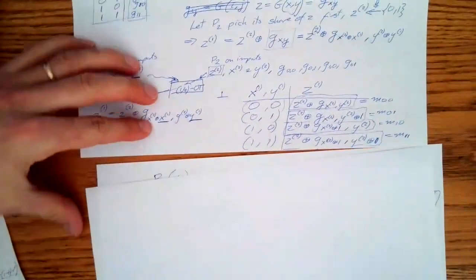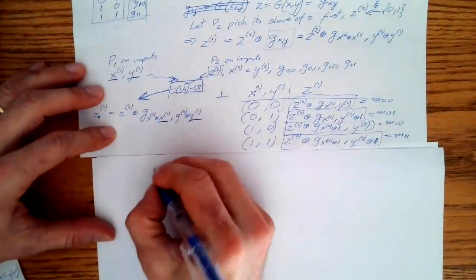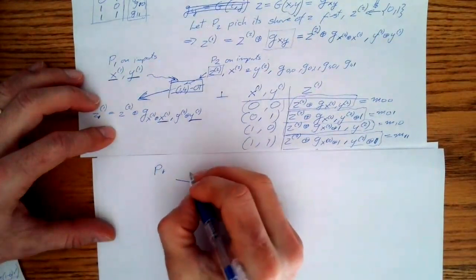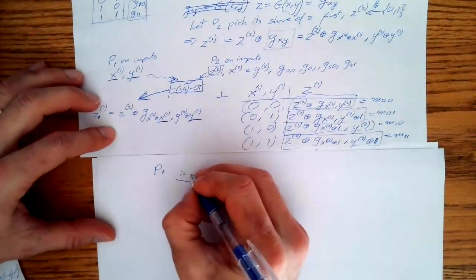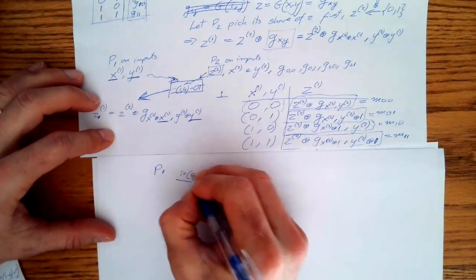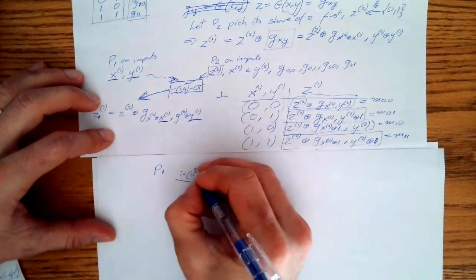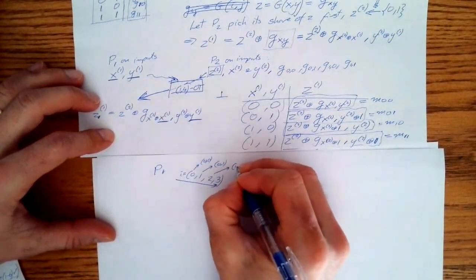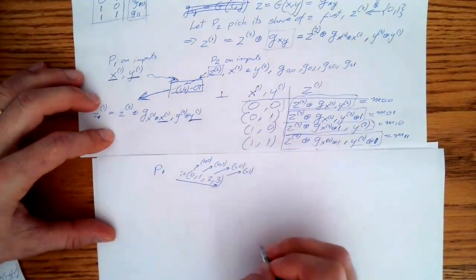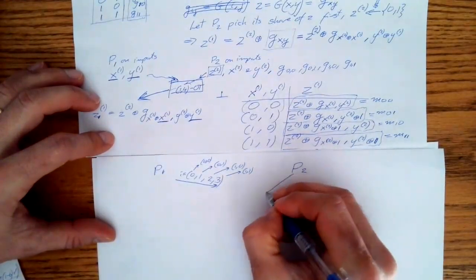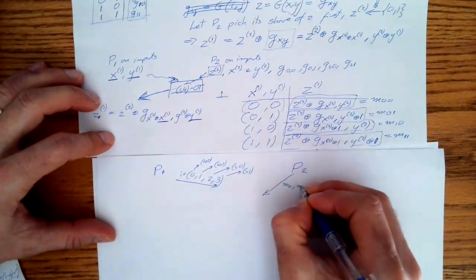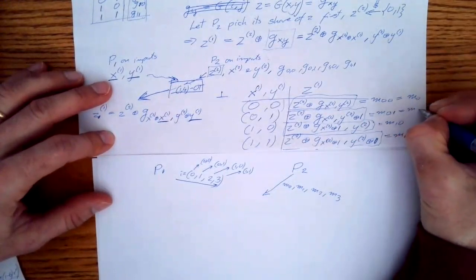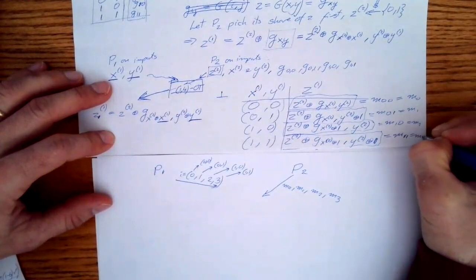is a protocol where P1 inputs an index I, which is basically either 0, 1, 2, or 3. This corresponds to 0,0, this to 0,1, this to 1,0, this to 1,1. P2 has four messages, M0, M1, M2, M3. So I'm just relabeling them M0, M1, M2, and M3.